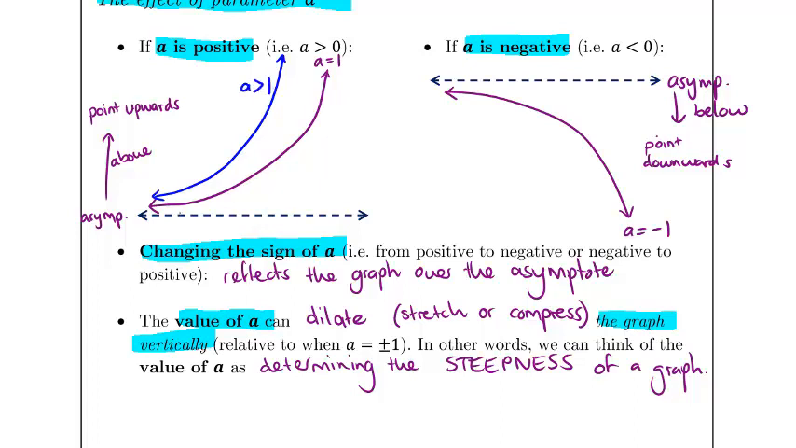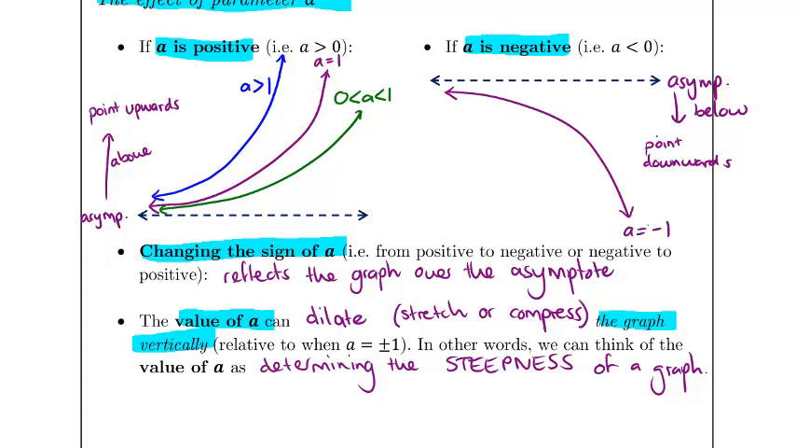Whereas over here, if we had something that was squished down like this, this would be when A is only less than 1, but still greater than 0. In other words, still positive. So that's what we can expect over there.